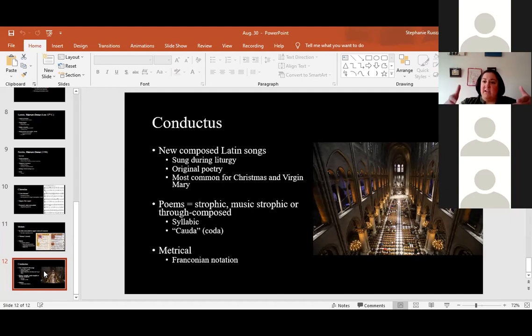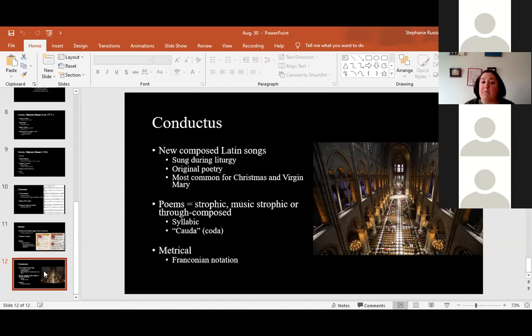And actually they call it a conductus because it would be sung while the book that the clerics are reading from is carried from one part of the church to another. So as the book is conducted, you're singing this newly composed Latin song. So that's what these conductuses are, that's what they're for. Again, just like there's original music, there's original poetry. The most common subject of the conductus was the Virgin Mary. So most of these songs are dedicated to her.